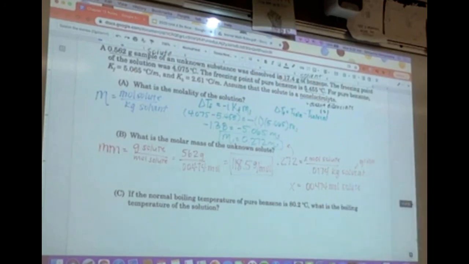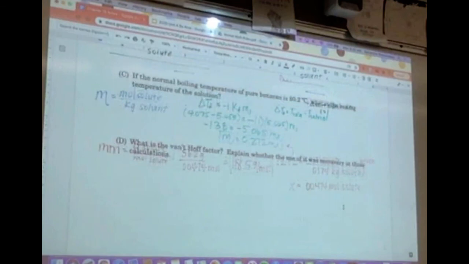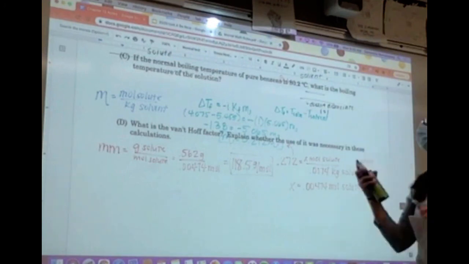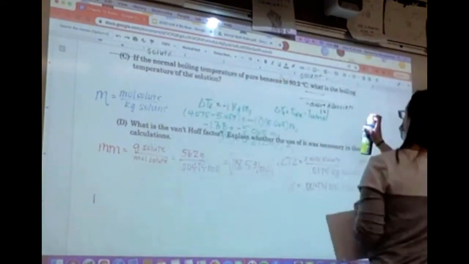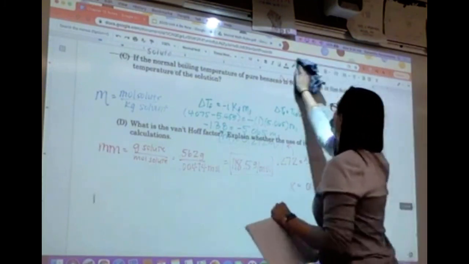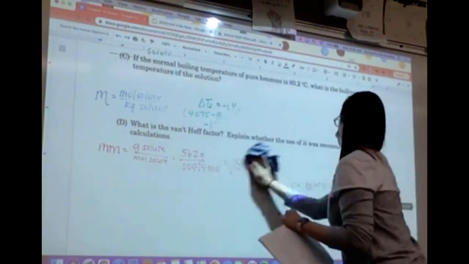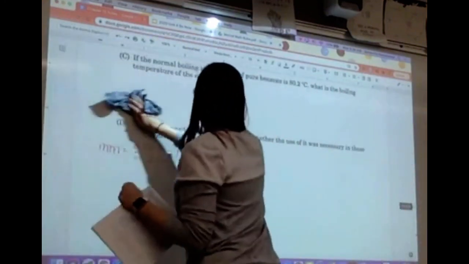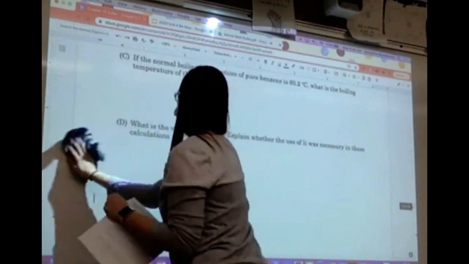Okay, so part C is going to be similar to part A, except now we're looking at boiling point. Just a quick review. Notice how it says normal boiling point. If it says normal, that means it's at 1 atm. That's from chapter 11. So the normal boiling point of pure benzene is 80.2 degrees Celsius. What is the boiling point of the solution?